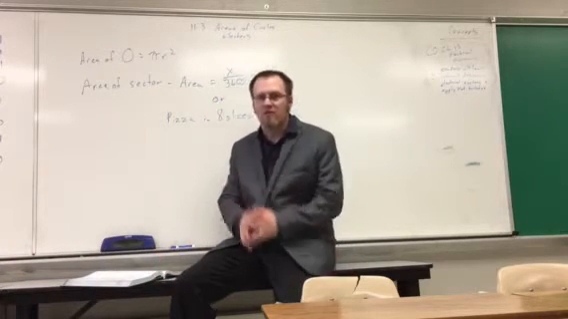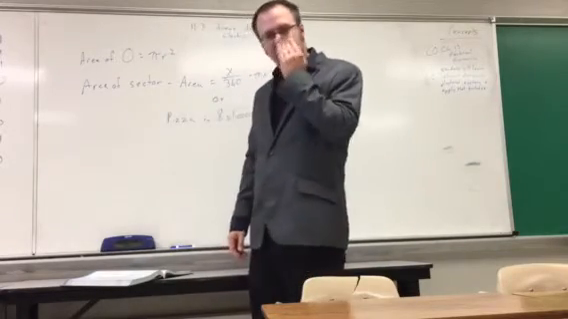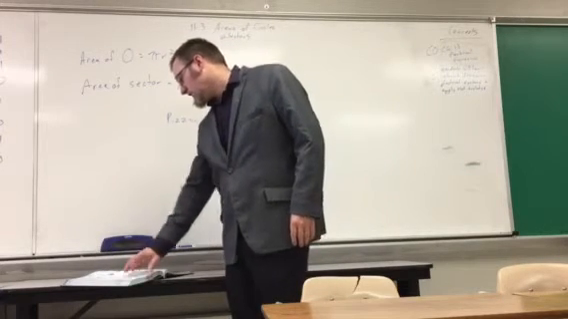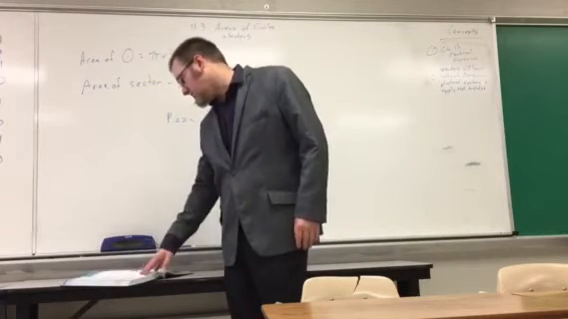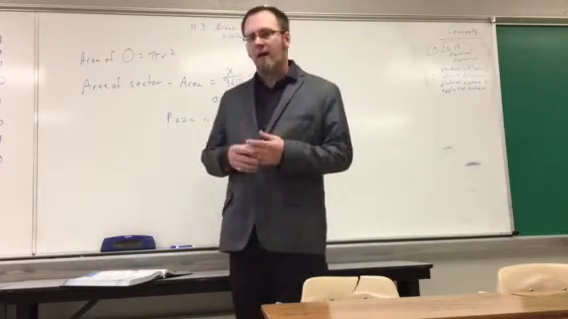Today we're talking about areas of circles and sectors. You're probably familiar with the area of a circle. It's pi times the radius squared. They have a really good illustration in the book right on the first page of this lesson, which is 798, as to why that is.